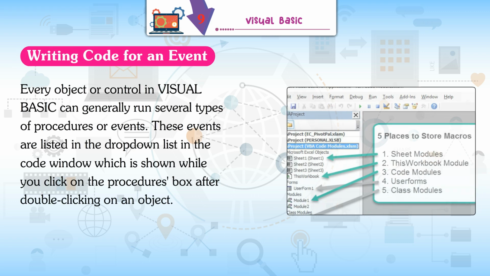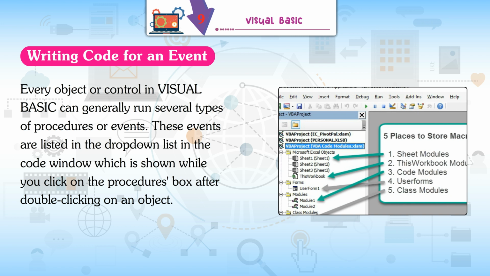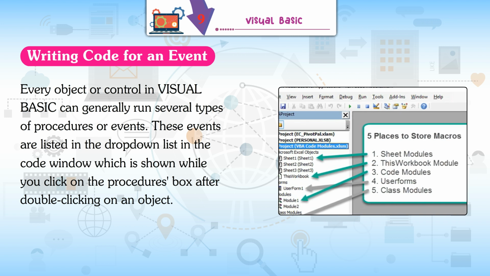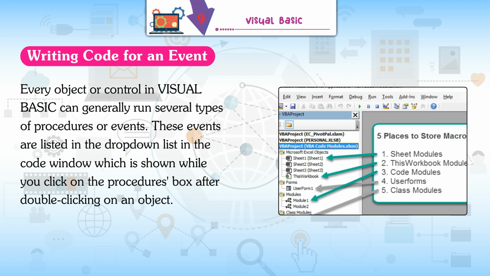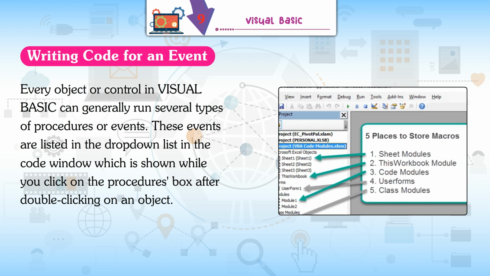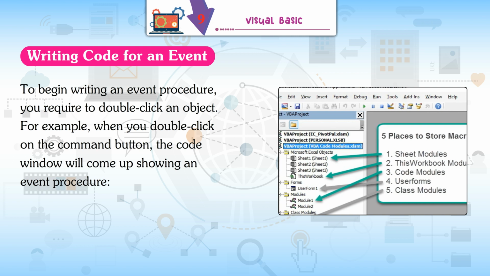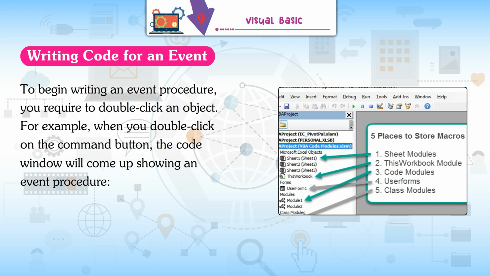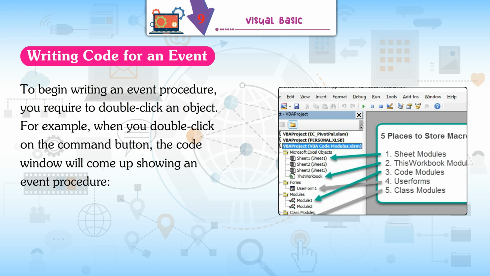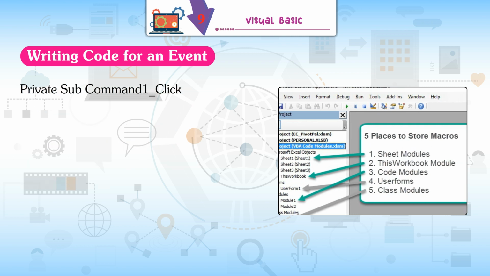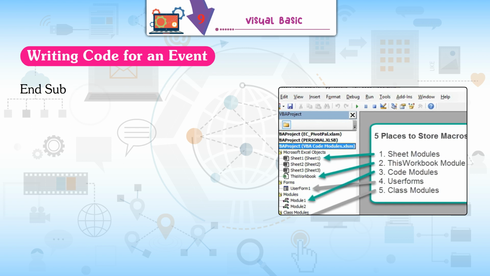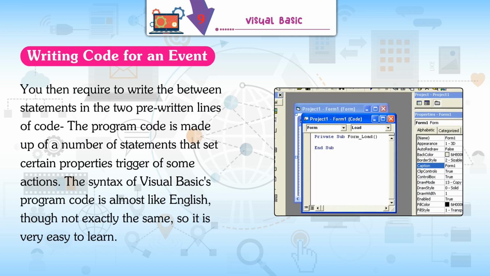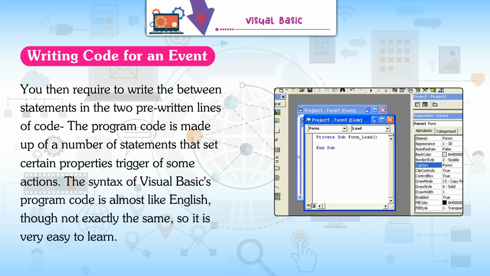Writing code for an event. Every object or control in Visual Basic can generally run several types of procedures or events. These events are listed in the drop-down list in the code window, which is shown when you click on the procedures box after double-clicking on an object. To begin writing an event procedure, you need to double-click an object. For example, when you double-click on the command button, the code will come up showing an event procedure. Private Sub Command1_Click. Key in your program code here. End Sub. You then need to write the statements between the 2 pre-written lines of code.